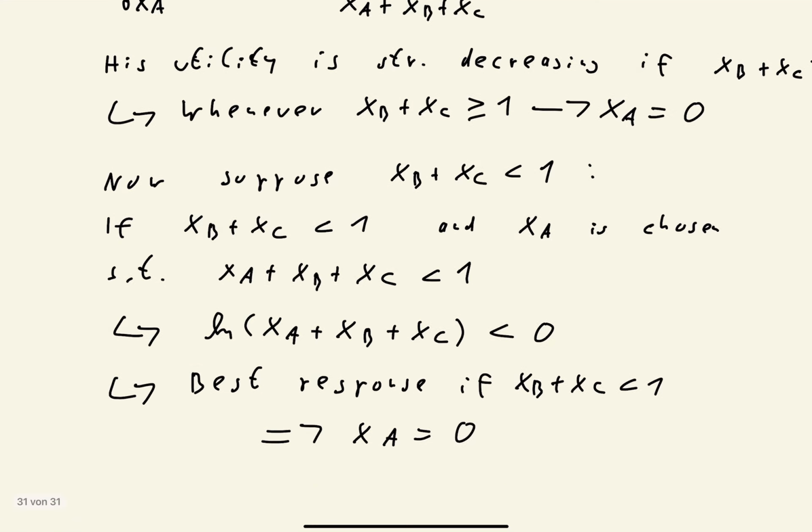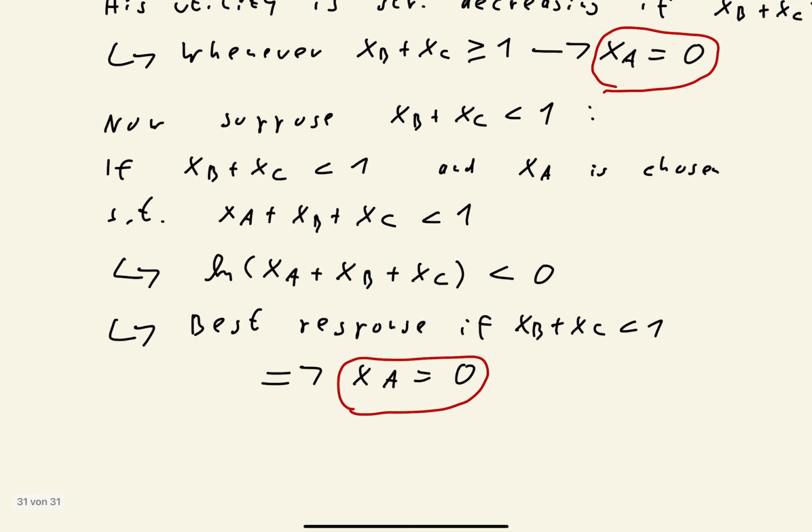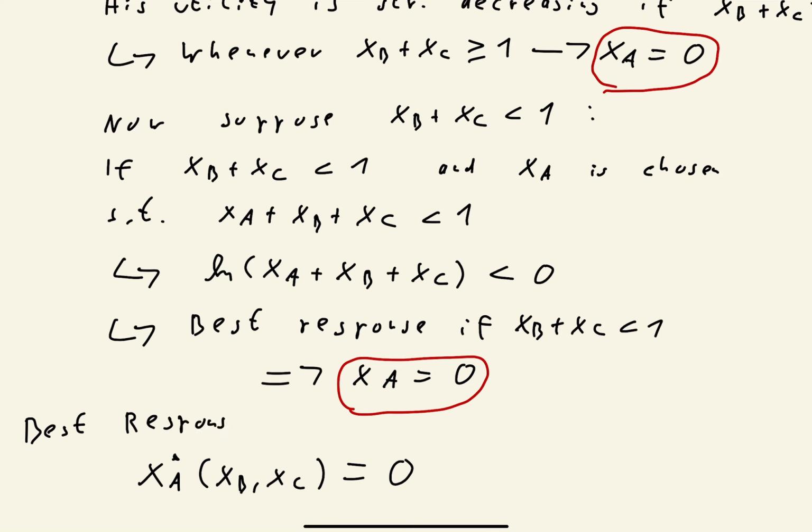Okay, so to summarize, independent of the contribution of the other individuals, individual A is always choosing an amount 0, which he contributes to the public good. And this is his best response. Okay, so if you want to have kind of a best response function, which we denote with some star, so xa star depending on xb and xc, this is equal to 0. So this is the full best response function that we have.